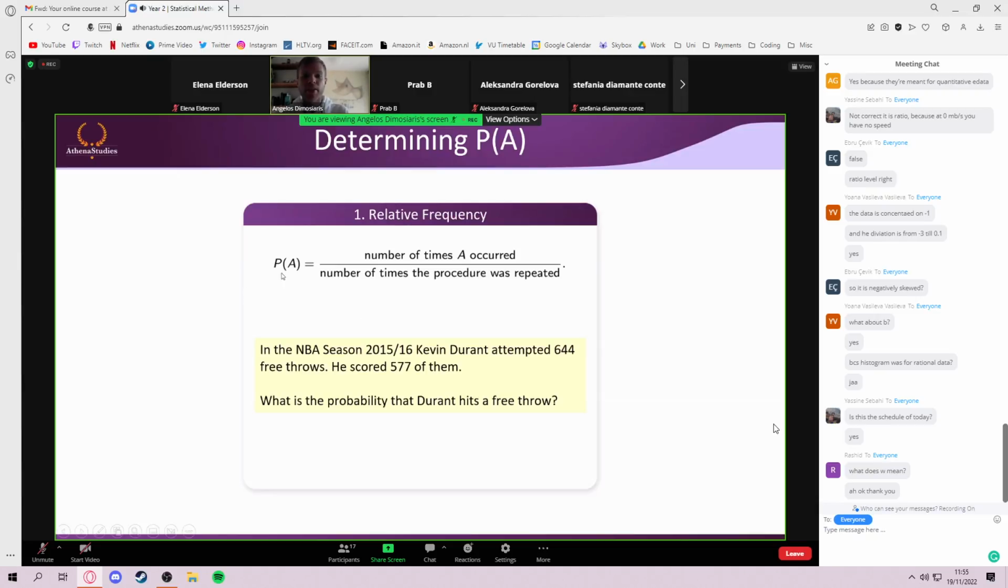So this is the probability of the event A to happen. How do you find that? Number of times A occurred, so how frequent this event happened, divided by the total number of times that the procedure was repeated. So let's find an example. In the NBA season 2015-16, Kevin Durant attempted 644 free throws.